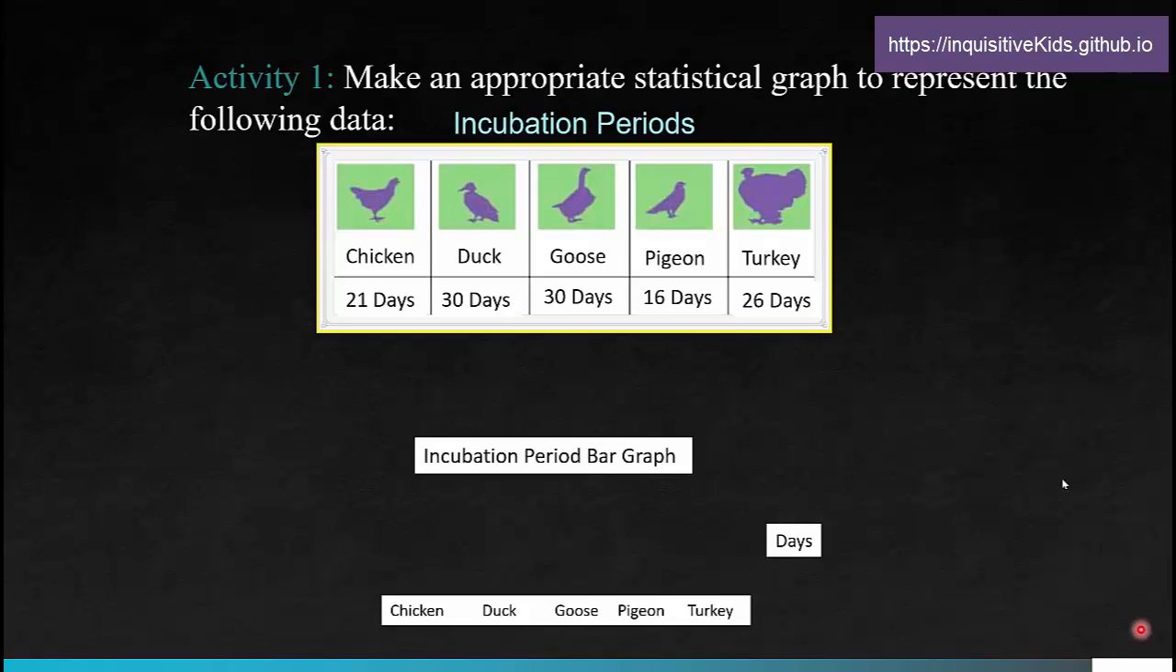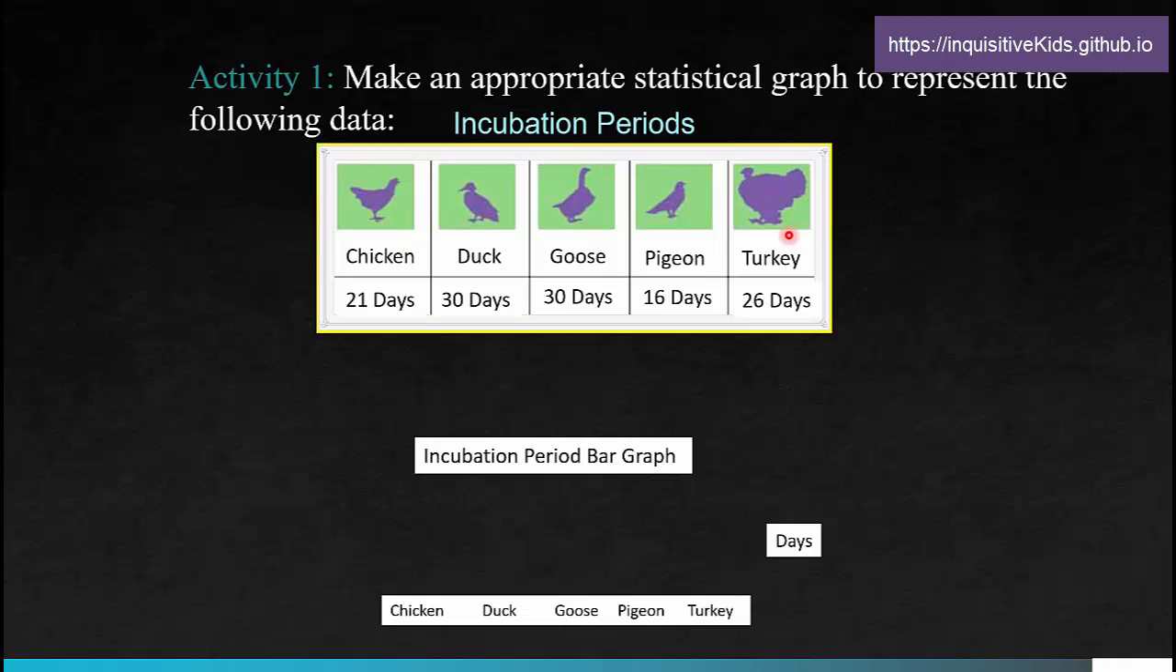Activity 1. Make an appropriate statistical graph to represent the following data. And so right here we have a table of the following data about the incubation periods of different types of birds. Then what we want to do is create an appropriate statistical graph to represent the data.